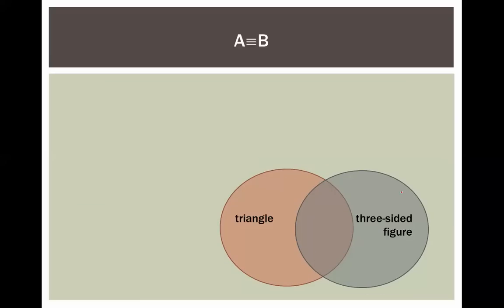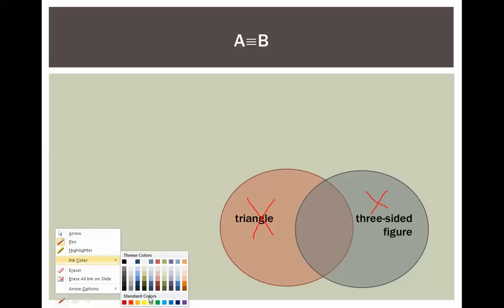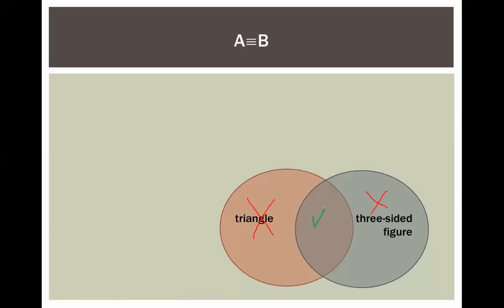Here's a little example. Triangle, three-sided figure. You have a triangle if and only if you have a three-sided figure. So you can't have triangles that are not three-sided figures. You can't have three-sided figures that are not triangles. The only options that are valid are both triangle and three-sided figure, and neither triangle nor three-sided figure.